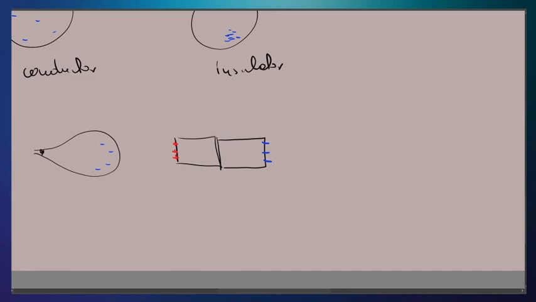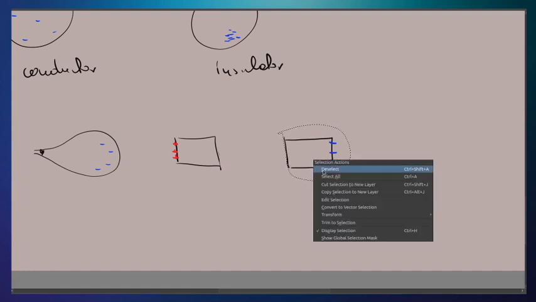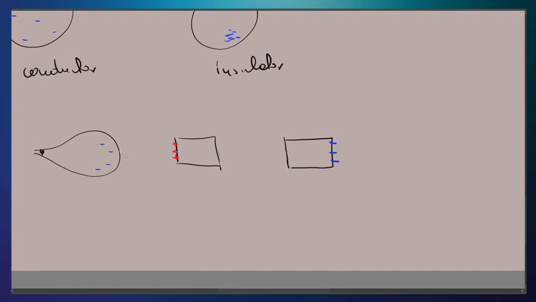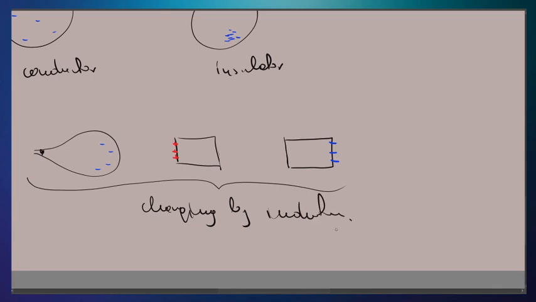Then what you can do is you can take this whole thing and move it. It should be pretty clear that you now have two separate objects that are charged. This is also charging by induction. You induce charge into the two objects.